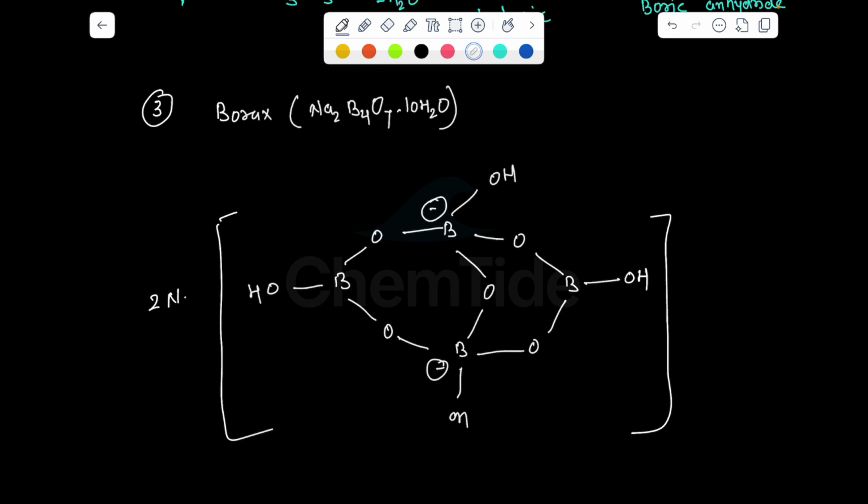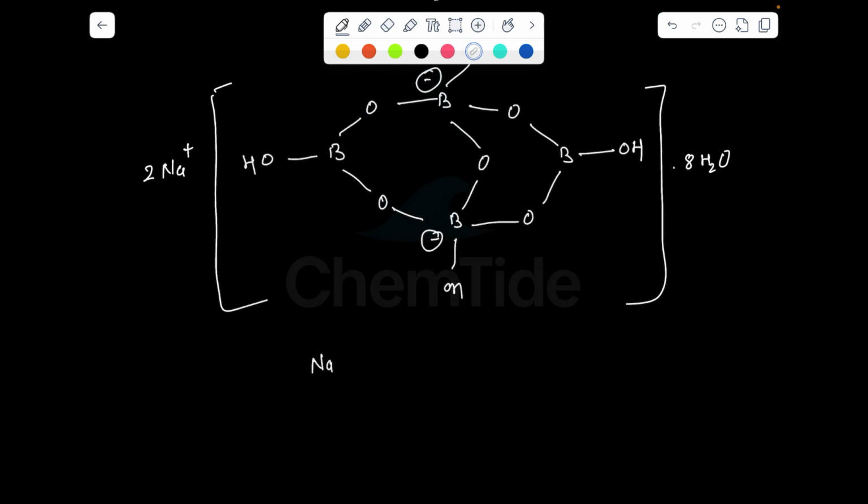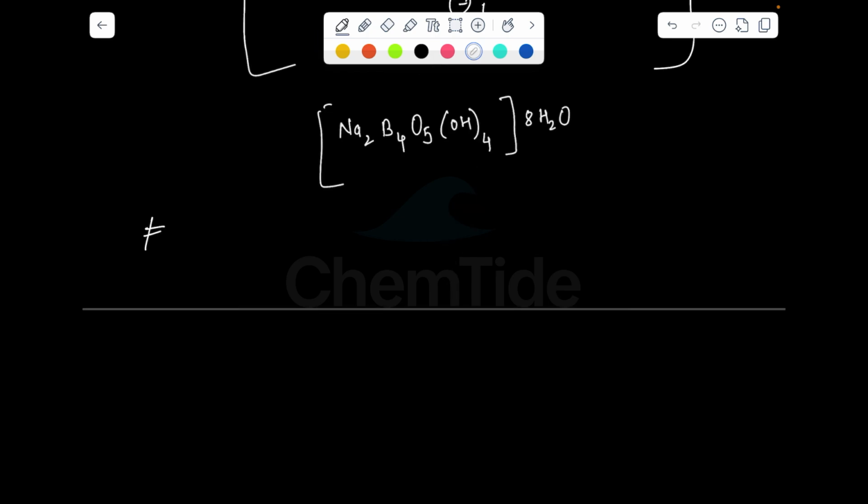So twice of Na plus, and dot of 8H2O. So this molecule is represented as Na2B4O5(OH)4 and 8 of H2O.